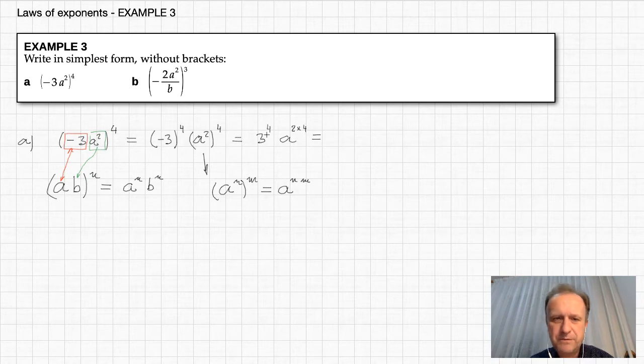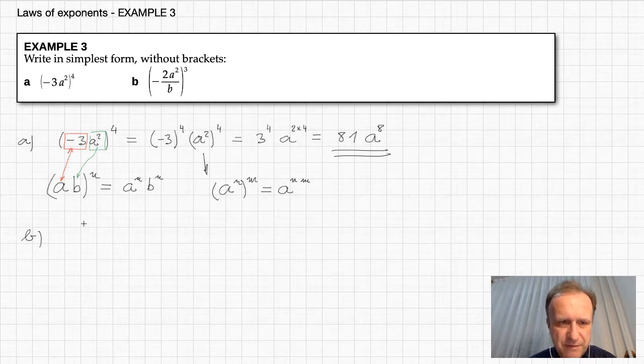Okay, now let us simplify further. 3 to the power of 4, I can use my calculator, and what I get is 81. 81 times a to the power of 2 times 4, which is 8. And this should be the final answer, which is a correct one. Okay, so now let's move on to part B.